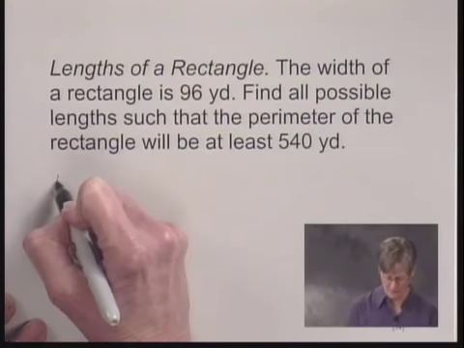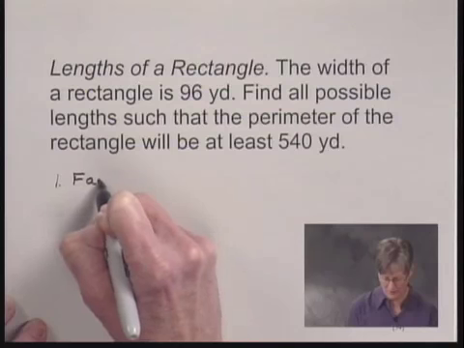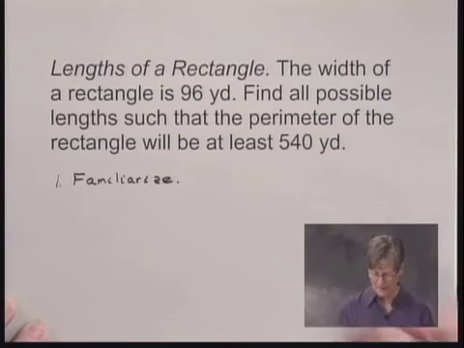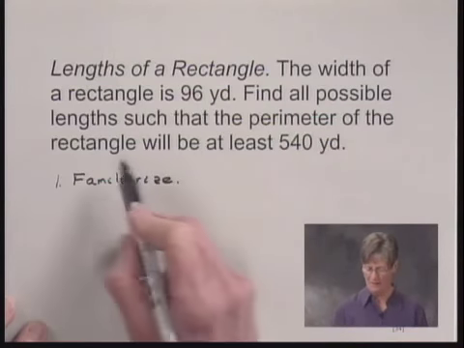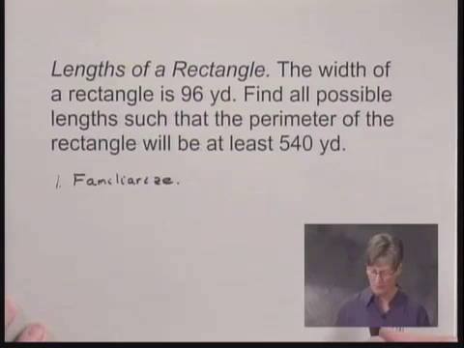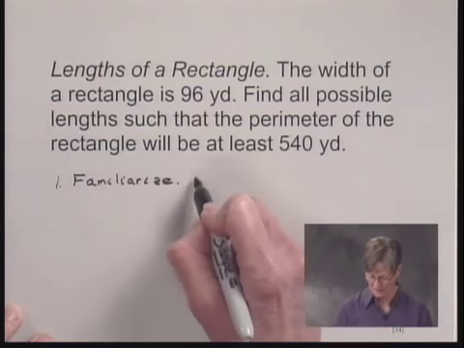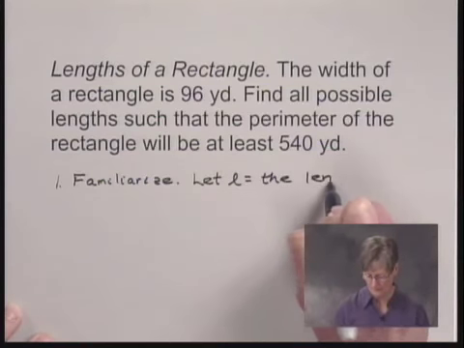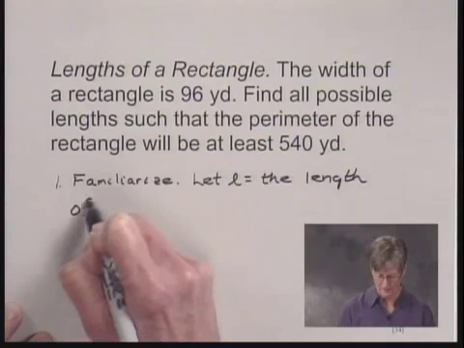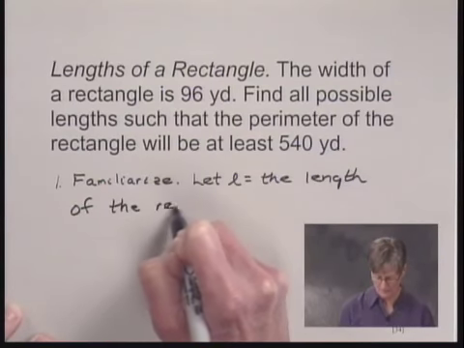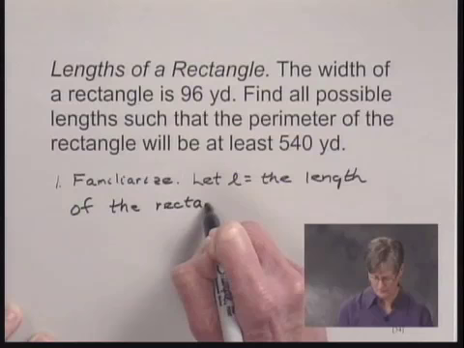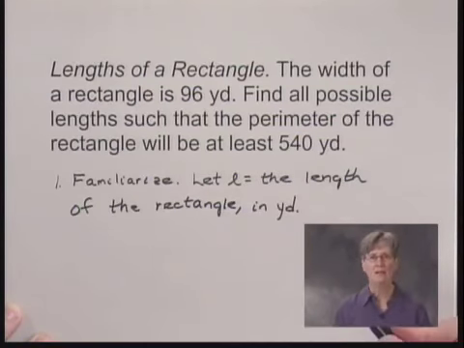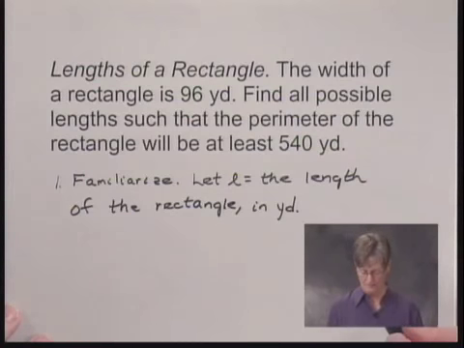Well, we'll use the 5-step problem-solving process, so the first thing we'll do is to familiarize ourselves with the problem. Now, we are trying to find a set of lengths that will make the perimeter a certain number or more. And so let's just begin by letting L be the length of the rectangle, in yards. The unit is yards.